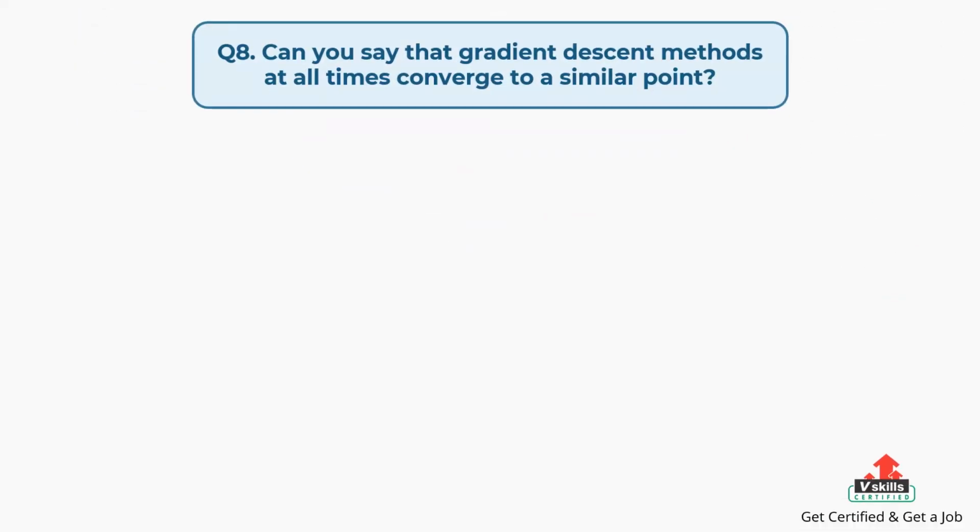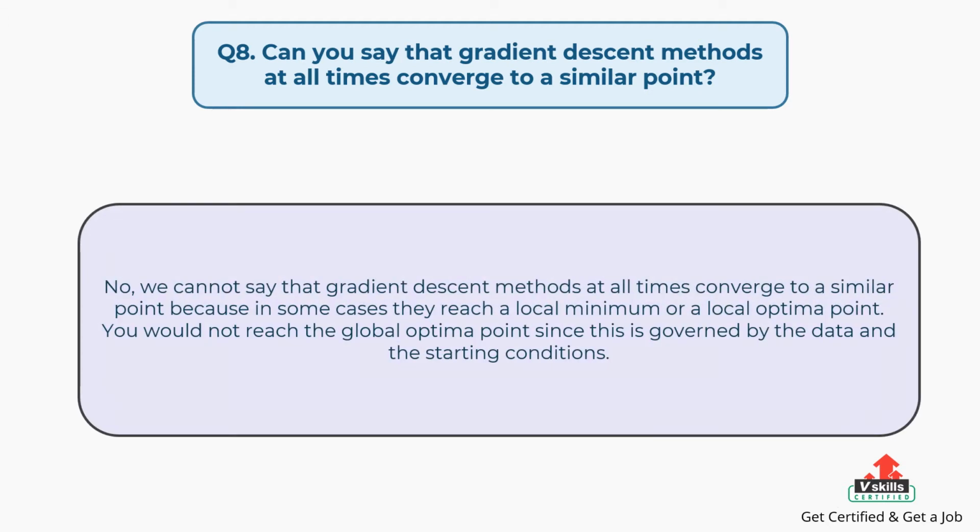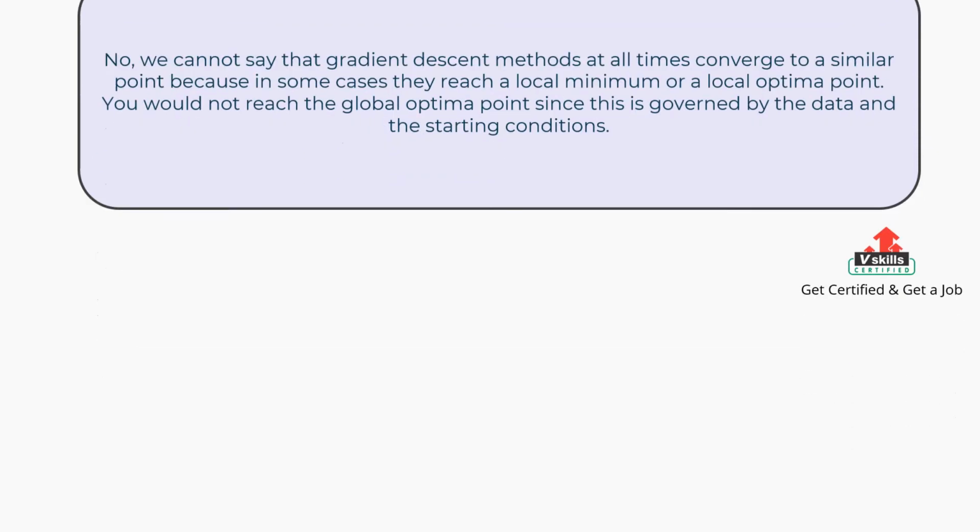Question number 8. Can you say that gradient descent methods at all times converge to a similar point? The answer is: no, we cannot say that gradient descent methods at all times converge to a similar point because in some cases they reach a local minimum or a local optima point. You would not reach the global optima point since this is governed by the data and the starting conditions.